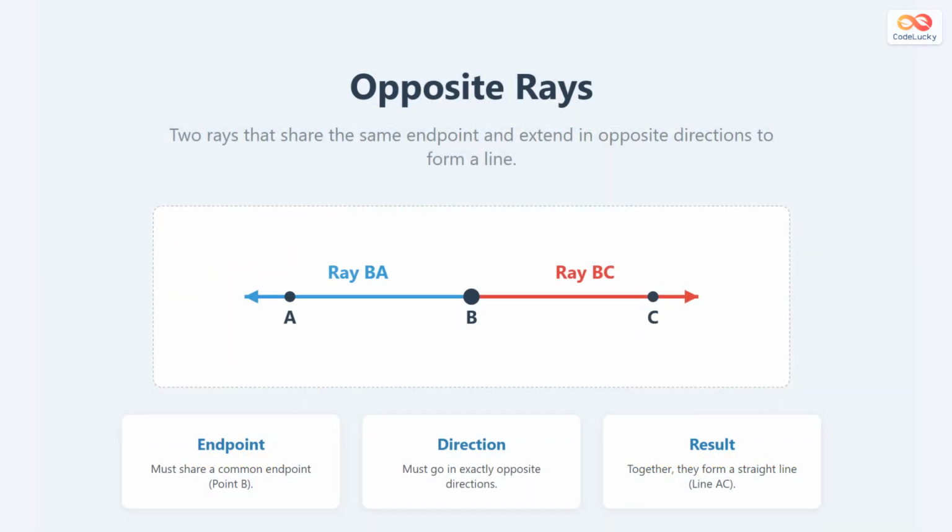Sometimes we have 2 rays that share the same endpoint but go in completely opposite directions. When this happens, they form a straight line. We call these opposite rays. In this diagram, ray BA goes to the left and ray BC goes to the right. Together, they make the line AC.